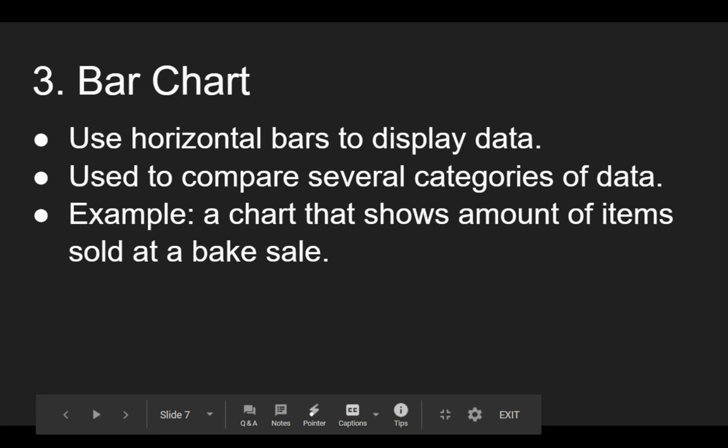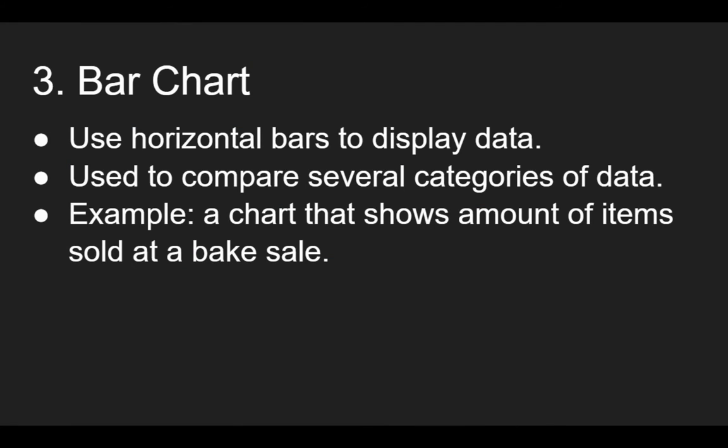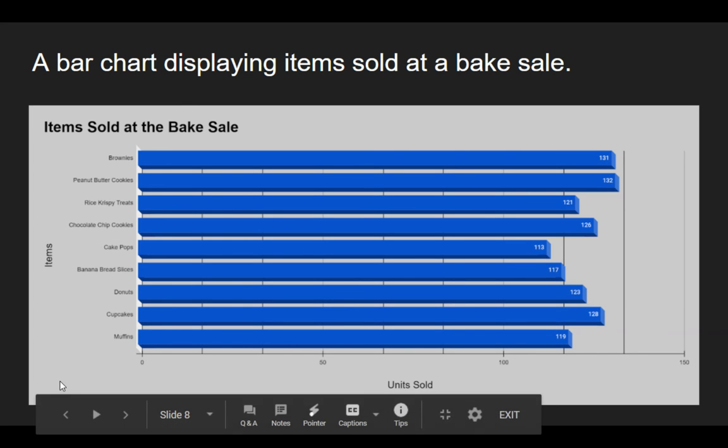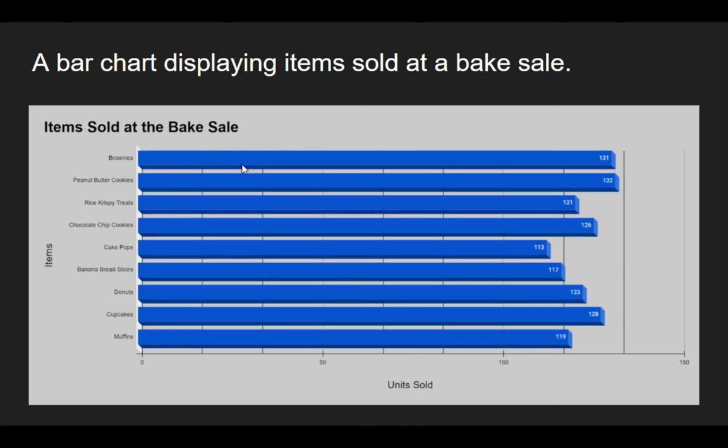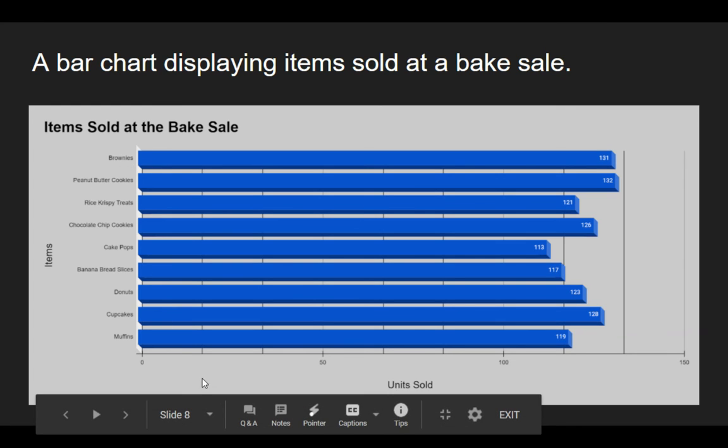The third type of chart is a bar chart. This is very similar to the column chart, except that it uses horizontal bars to display data. It's used to compare several categories of data. An example would be a chart that shows the amount of items sold at a bake sale. So this is from a chart that we've used in a previous assignment. It is very similar to the column chart, but a time when you might want to use the bar chart is if the titles of your items are longer, because they might not fit underneath.